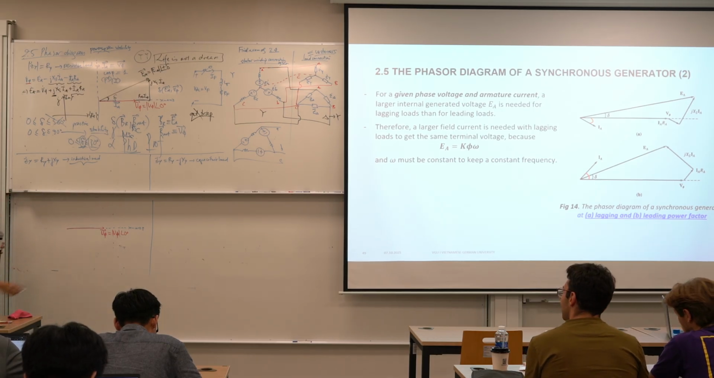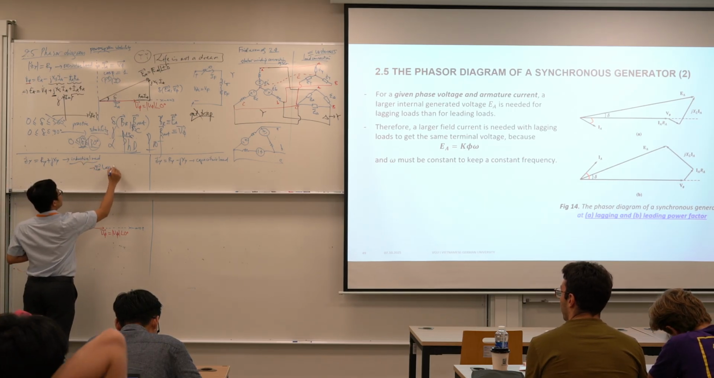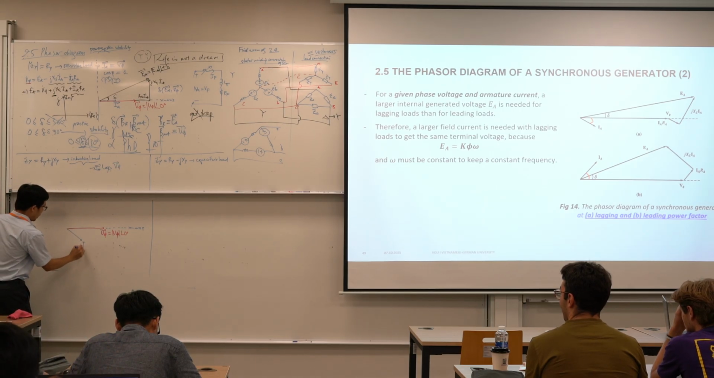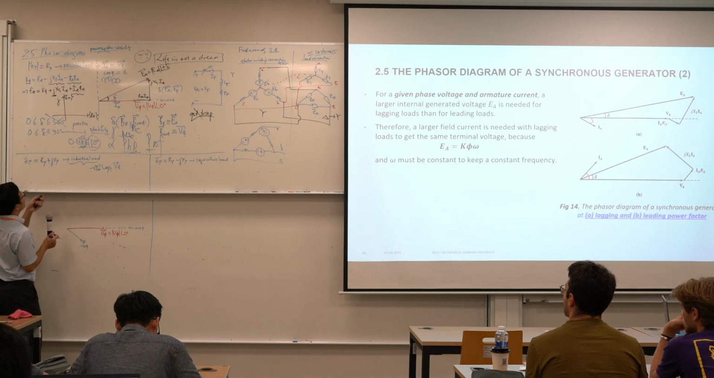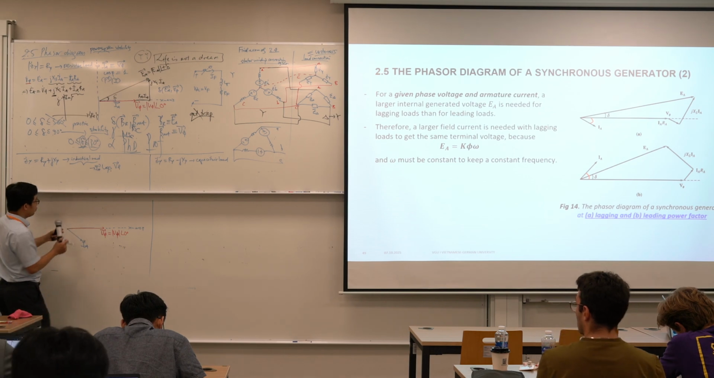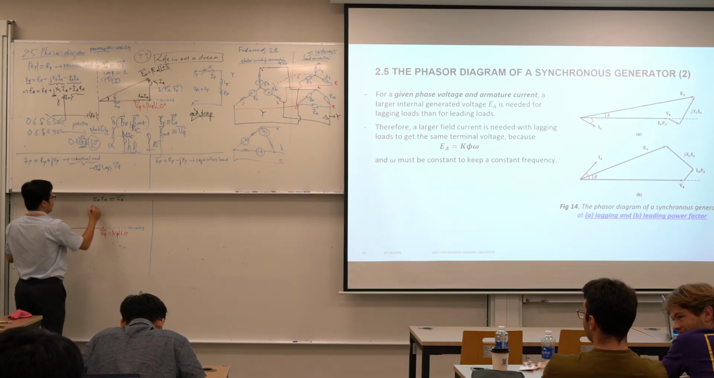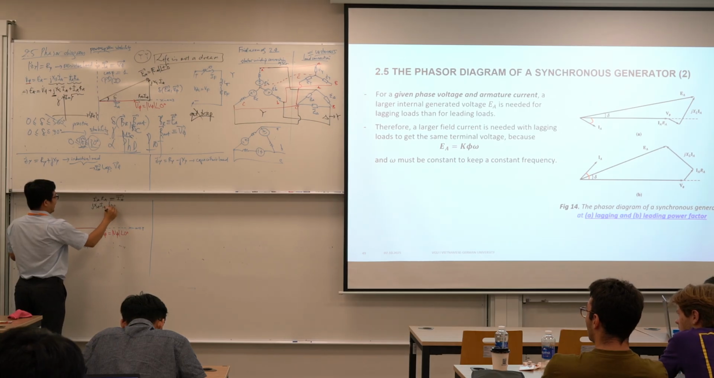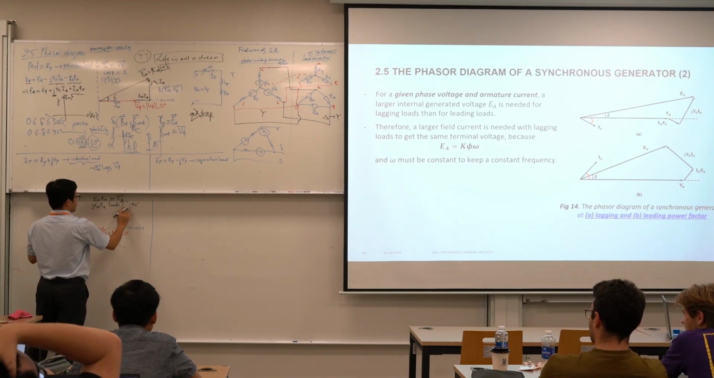Okay. Now because this is inductive, IA lags V phase. So here is IA. How can we draw this one? IA Ra is in the same direction as IA, and jXs IA leads IA by 90 degrees, right?